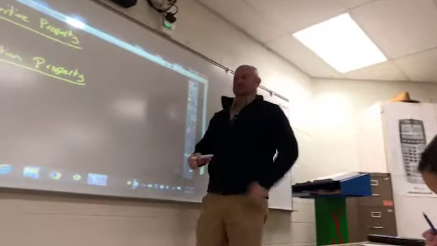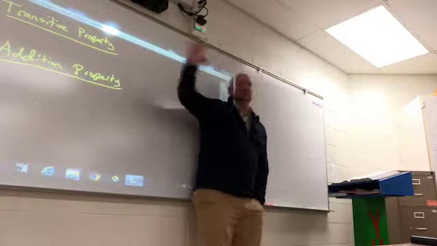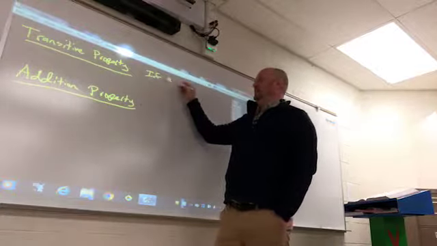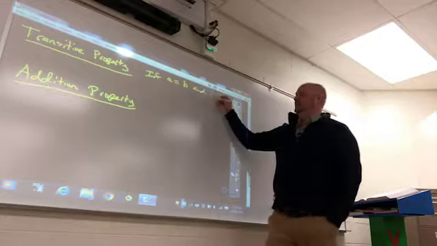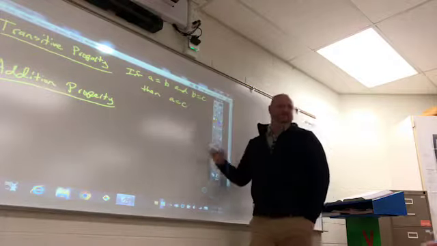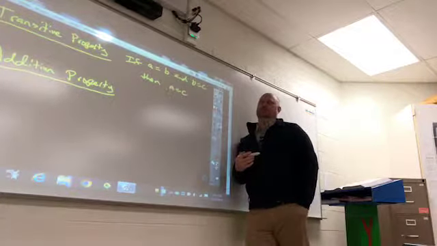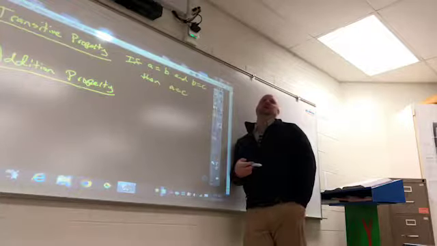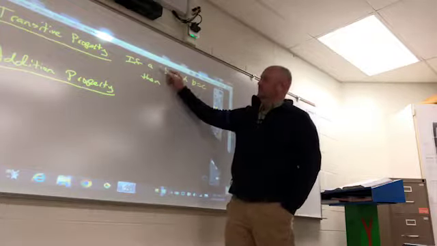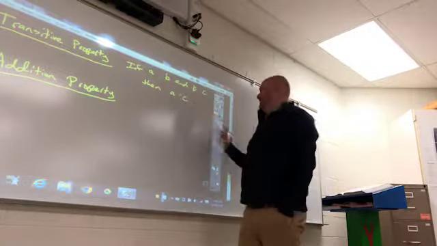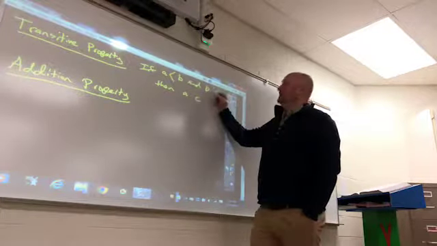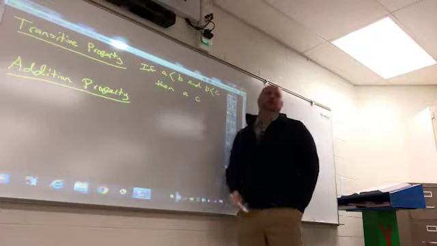So we've already talked about transitive property and addition property. What did the transitive property before say? If A equals B and B equals C, then A equals C, right? So there's what's called the transitive property of inequality, which basically just does this. It takes these equal signs and says if A is less than B and B is less than C, what has to be true about A and C?